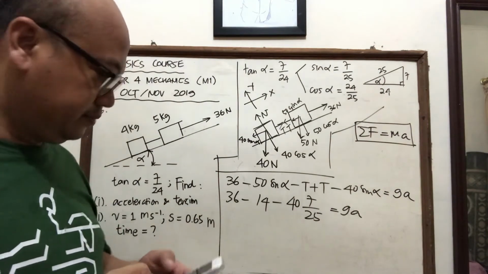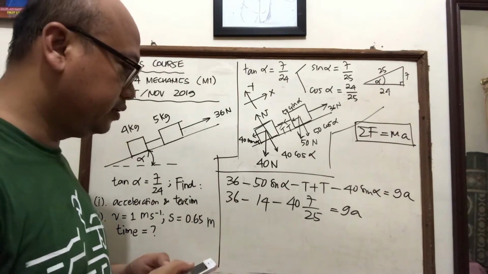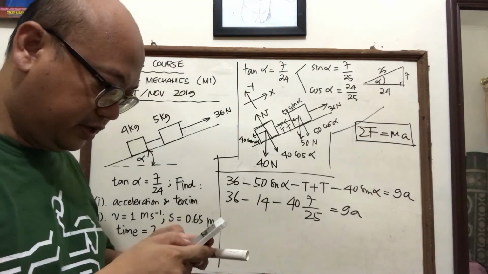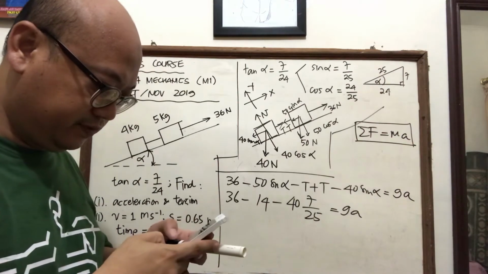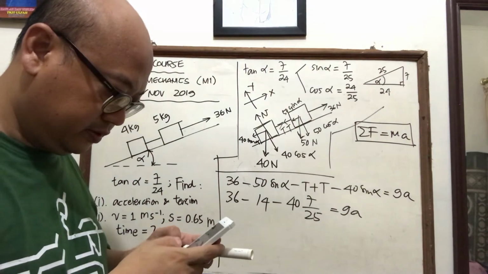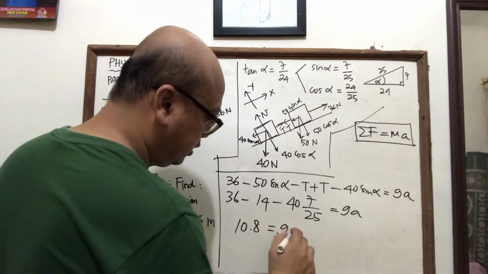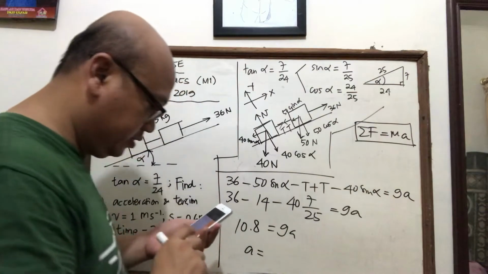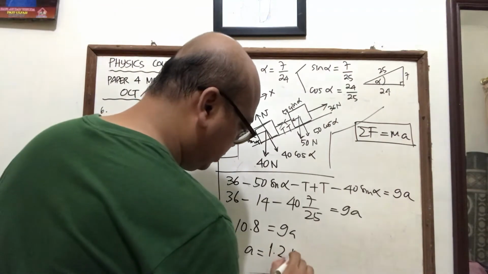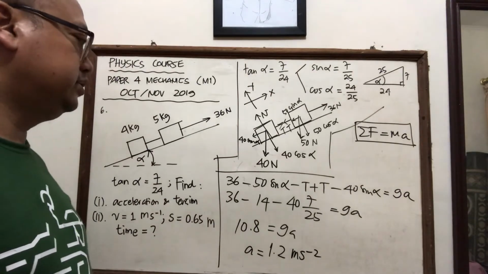So if we calculate this number, we get 36 minus 14, which is 22, minus 4 times 40 times 7 divided by 25, which is 11.2. So 22 minus 11.2 is 10.8, equals 9a, and then we get a equals 10.8 divided by 9, which is 1.2 meters per second squared. This is the acceleration of the system.